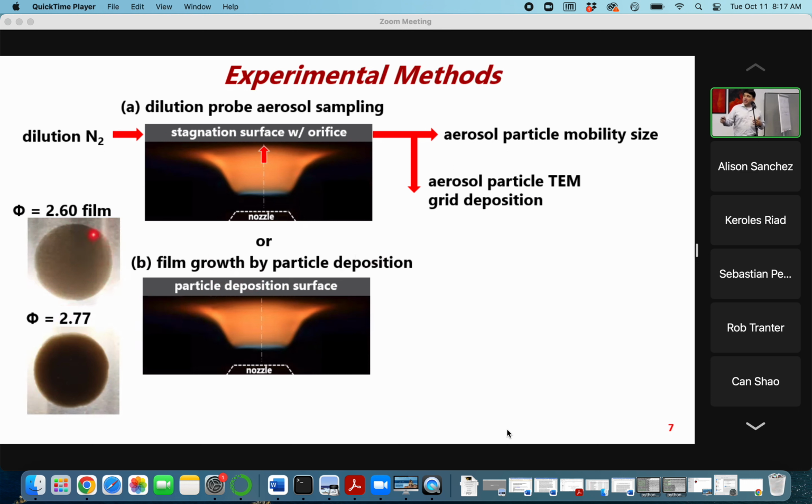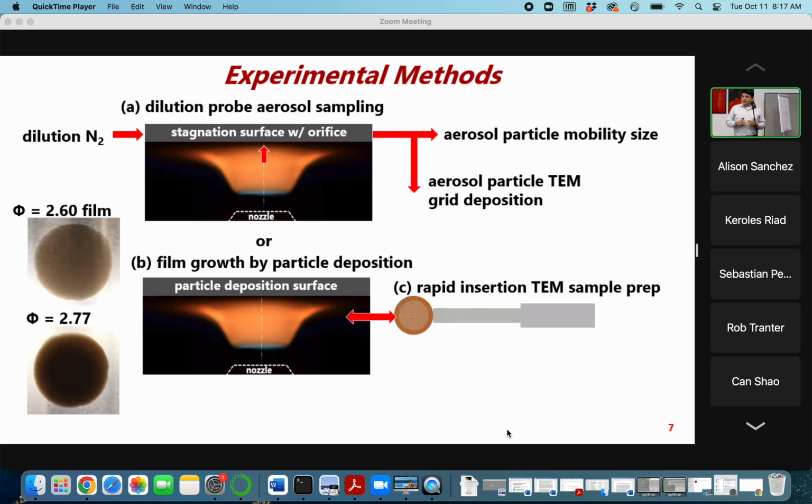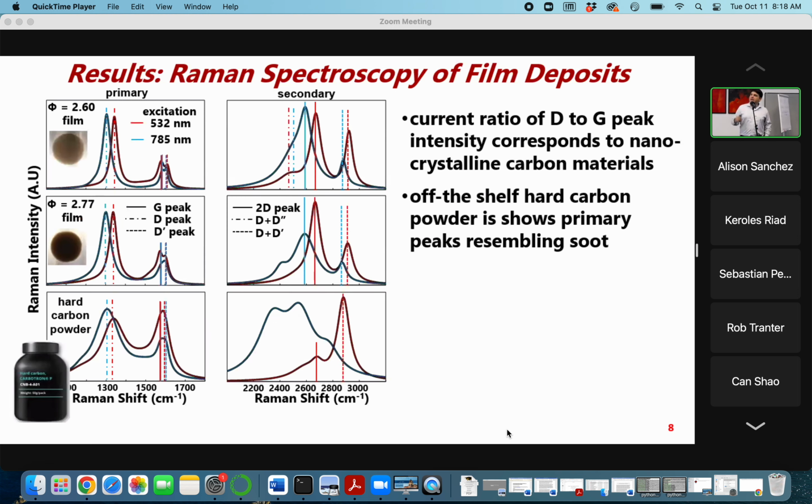For example, our Raman measurement was on these films. And then you can also make a TEM grid from this powder. And then another common TEM preparation method for flames is to just simply insert quickly a TEM grid to thermophoretically deposit a sample. So to begin, let's look at the Raman spectra that we got from these films here.